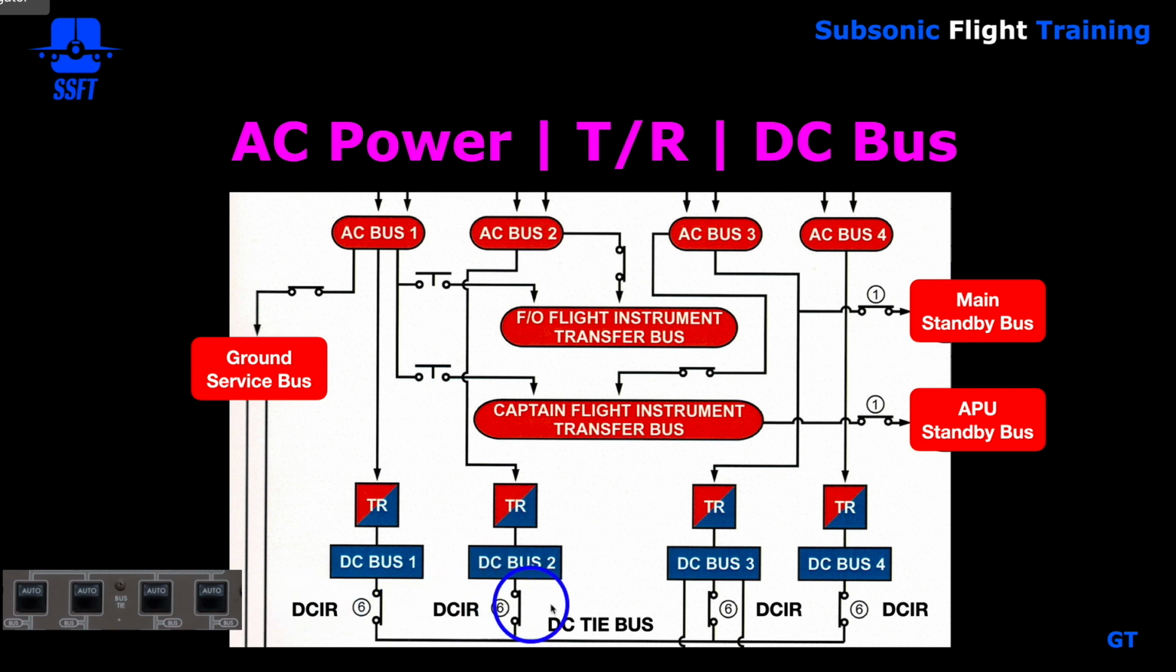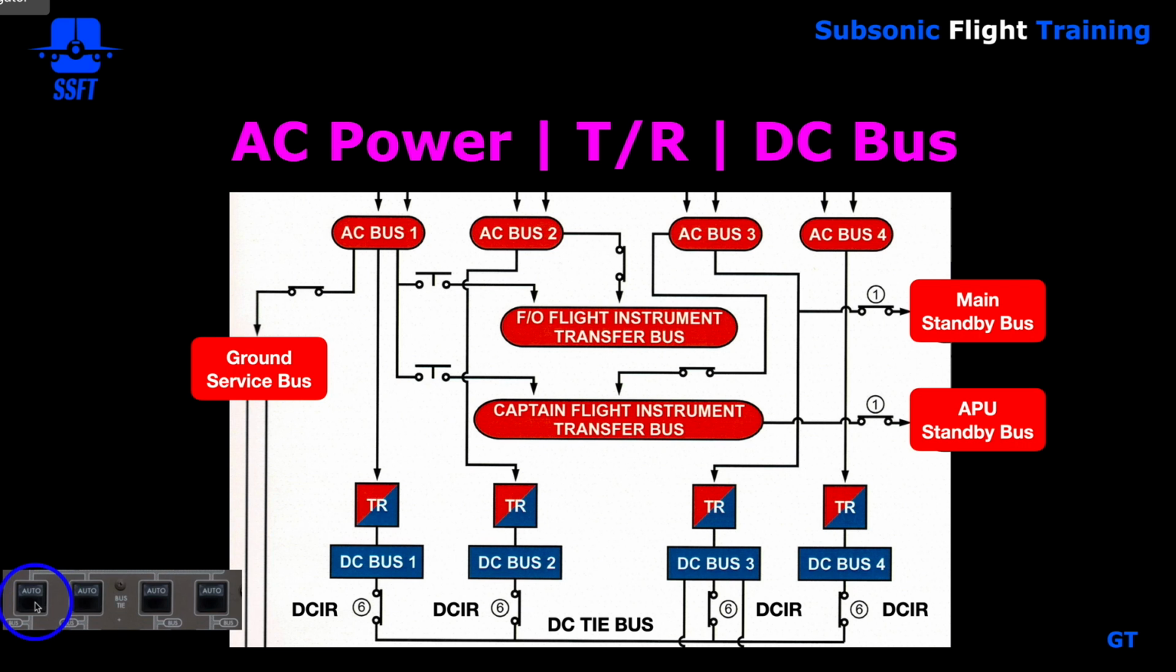There's 4 of these, one for each DC bus, and these will hook up the respective DC buses to a DC tie bus. These are also dependent on these bus tie switches. With the bus tie switches in auto, the DCIRs are automatically closed, and they're ready to operate when you have AC power. The AC goes through the TR, is converted to DC, and then DC power will, because these breakers are automatically closed, the DC bus will then power the DC tie bus.